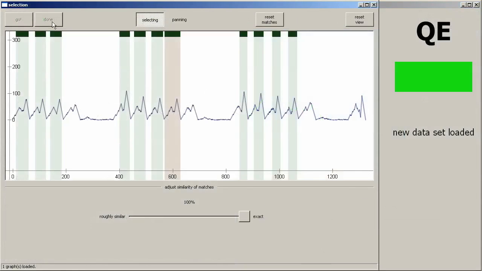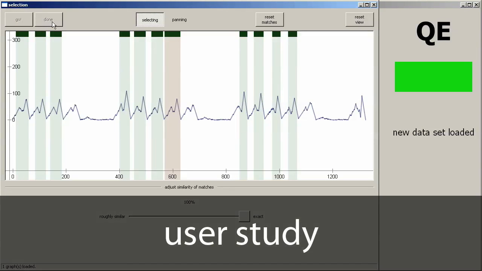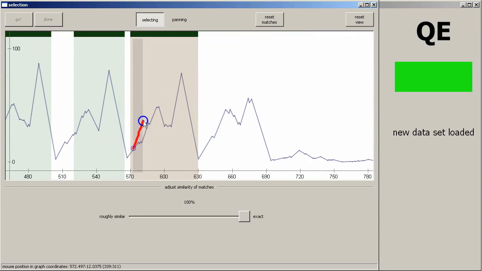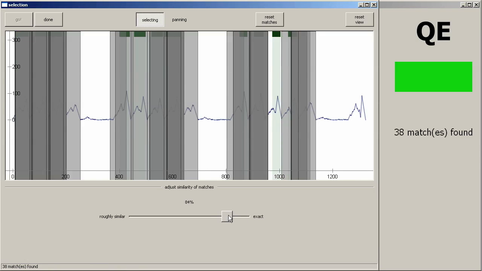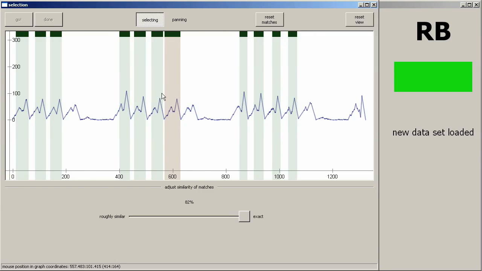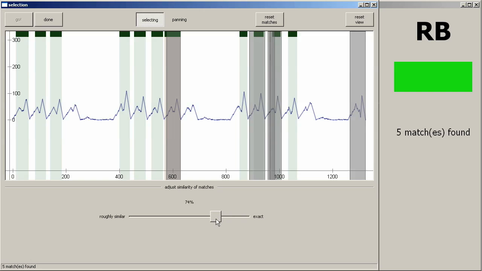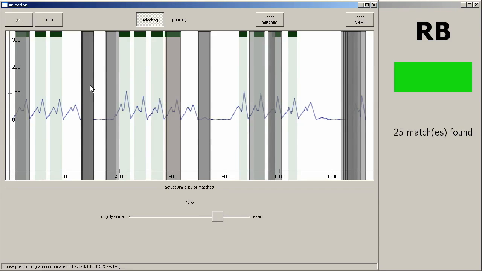In our user study, we compared our two relaxed selection techniques to two baseline techniques, query by example, labeled QE here, and rubber band selection, labeled RB. The participants' task was to select the part highlighted in light red and, through a combination of initial pattern specification and query adjustment, find as many of the matches highlighted in green and as few of the other possible matches.